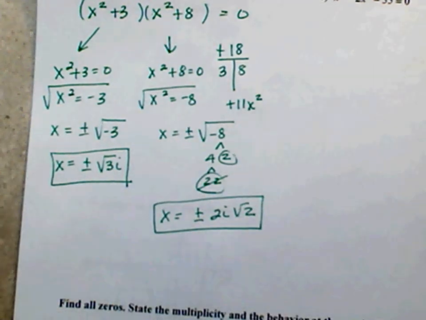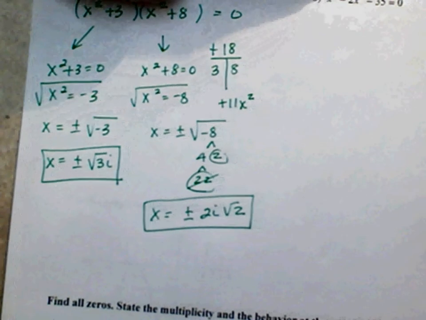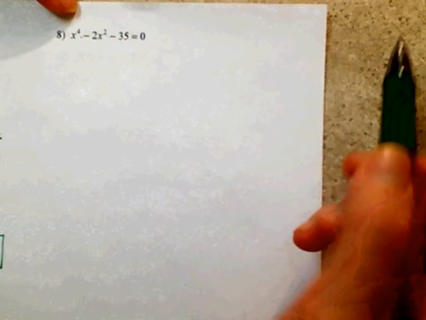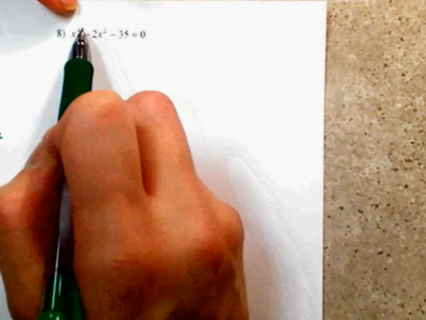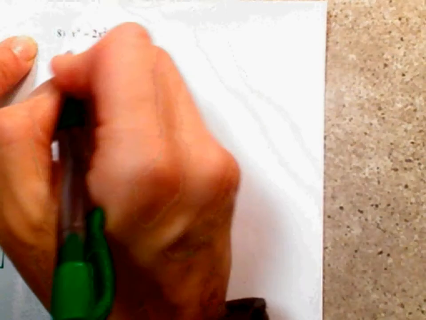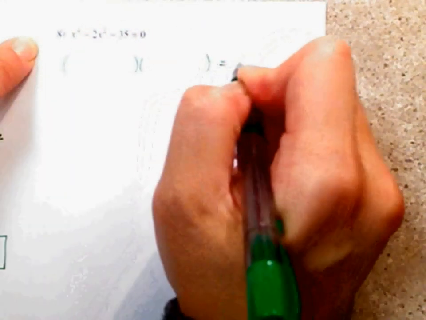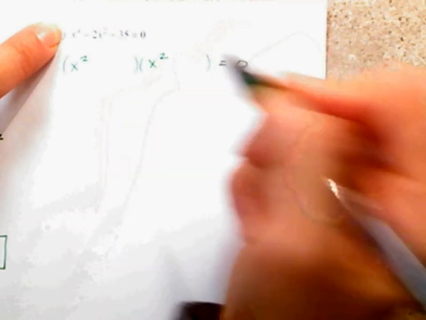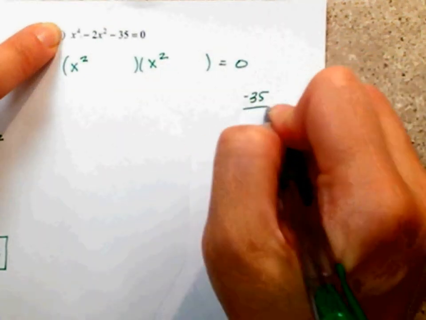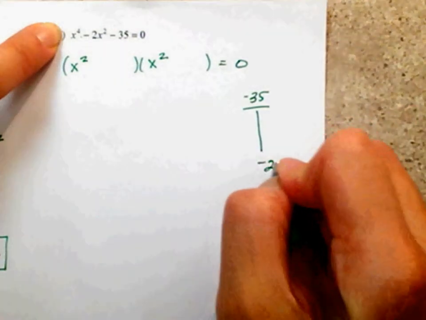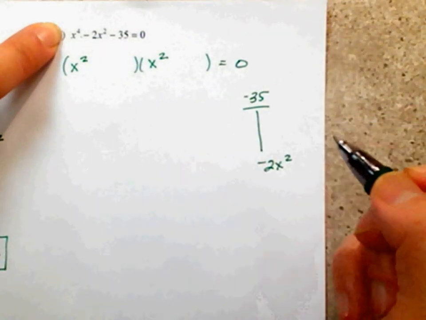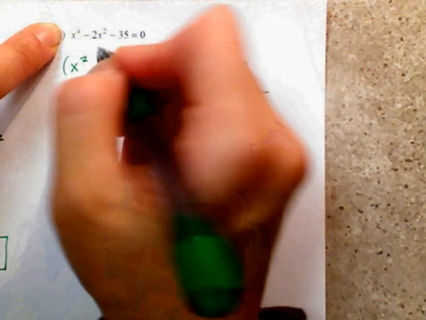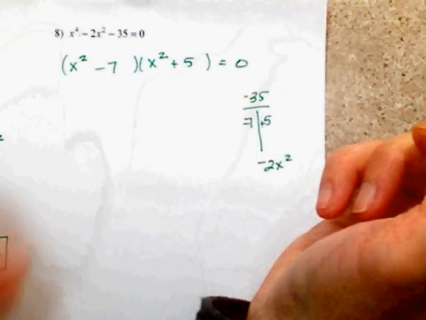Number 8. Count your terms: 1, 2, 3. Your second exponent is half of the first. Draw two sets of parentheses. Factors of x to the 4th are x squared and x squared. Two numbers that multiply to give you negative 35, and it's going to subtract to give you negative 2: 7 and 5. Okay? So this will be negative 7, plus 5. Set each one equal to 0.